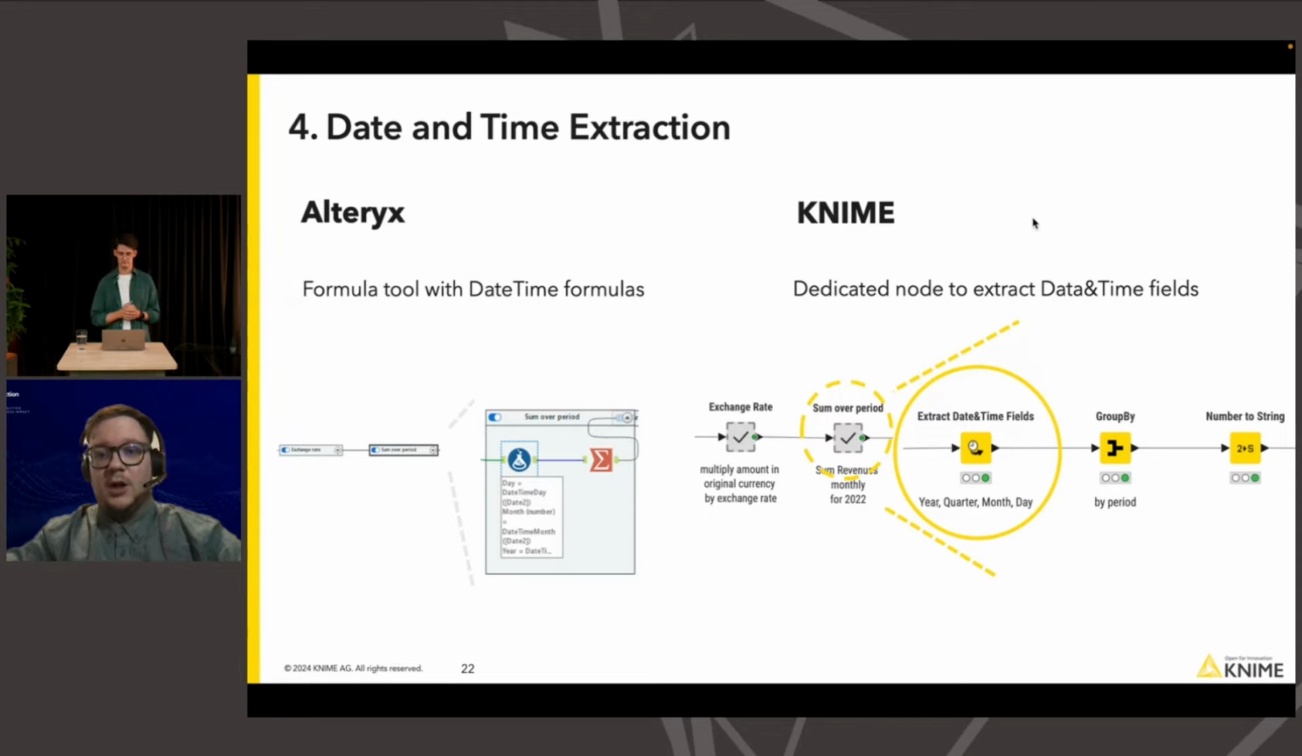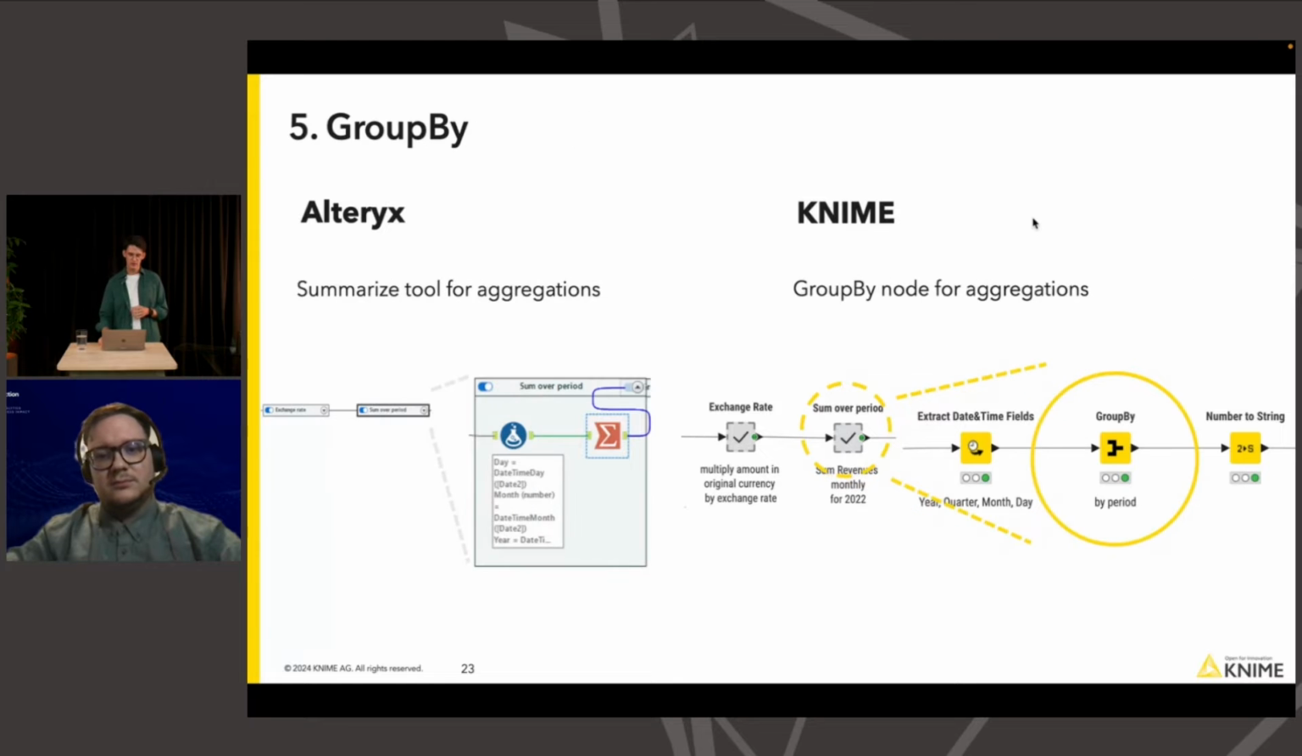Same scenario as before with the date and time extraction. You set formulas to extract the year, month, and day from the date. In KNIME, you have a dedicated node for that, which is again easy to set up. Then, moving along within the same meta node, we have the actual summary of the data, referring to the GroupBy node in KNIME. In Alteryx, you have the Summarize tool and you have the GroupBy in KNIME. They're pretty similar. You set groups, aggregation columns, and your aggregation method, and you will get your aggregated table.